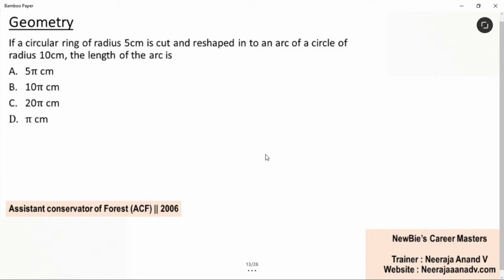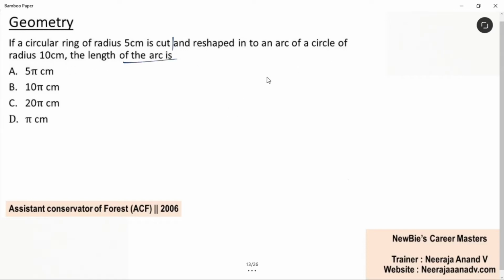In this video, we'll continue solving the questions of ACF 2006 paper. The question we're solving now is from the geometry topic. If a circular ring of radius 5 cm is cut and reshaped into an arc of a circle of radius 10 cm, what is the length of the arc?